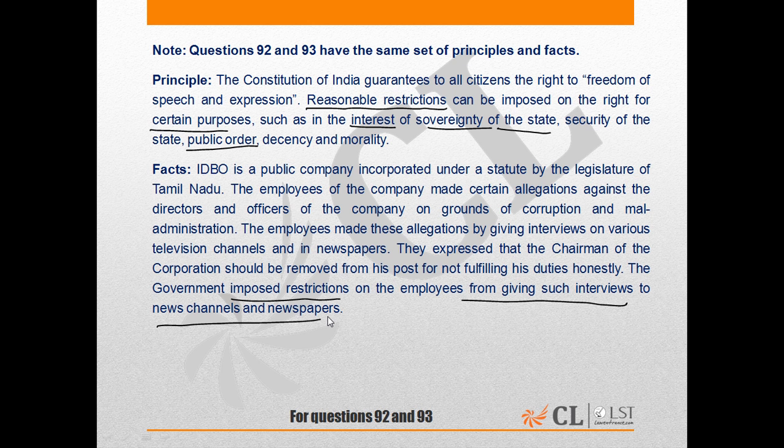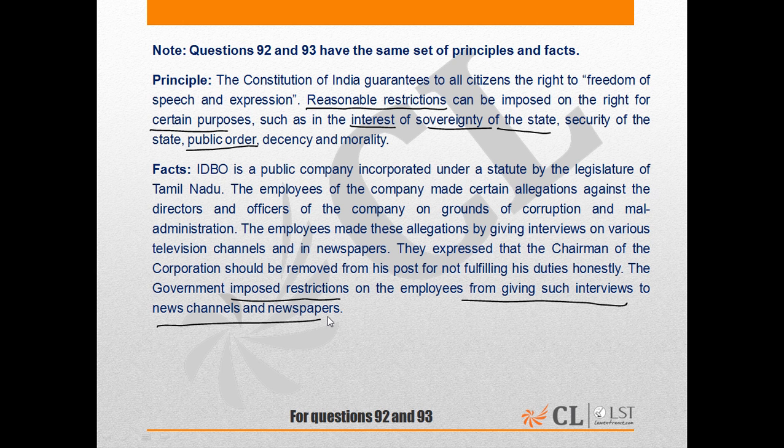So we can say that the principle says that reasonable restriction can be imposed on the right for certain purposes. And the purposes they have listed down are in the interest of sovereignty of the state, security of the state, public order, decency and morality. So we can see that they have just put an imposition on the mode of making the complaints or the allegations. They just said that there is a restriction on the employees from giving such interviews to news channels and newspapers.